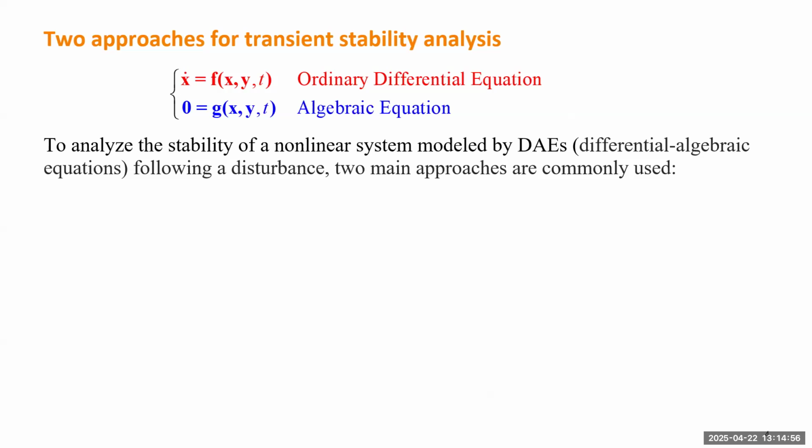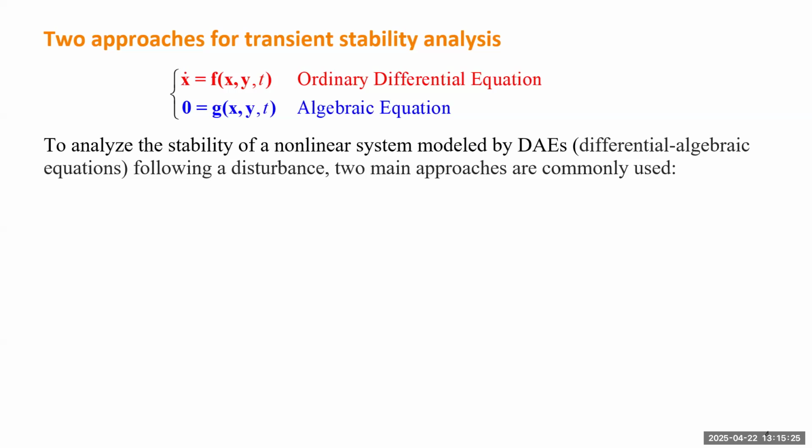So there are two approaches for transient stability analysis. Both approaches need to handle the model of the power system. The model will include the ordinary differential equation and algebra equation. The ordinary equation describes how the state vector changes over time based on the rate of change defined by the vector field of the equation.